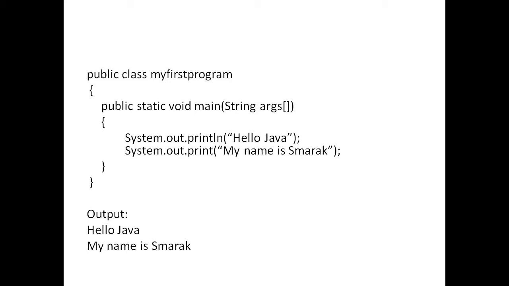Well, let us execute this program to see what output it generates. Okay, so the output is hello Java. Then on the next line, my name is Smarak. Why? Because hello Java was written with a statement called System.out.println instead of System.out.print. And this is the only difference between the System.out.print and System.out.println statements in Java. So, as the first display statement contains println, the next message following it is displayed in the next line. That is, my name is Smarak.